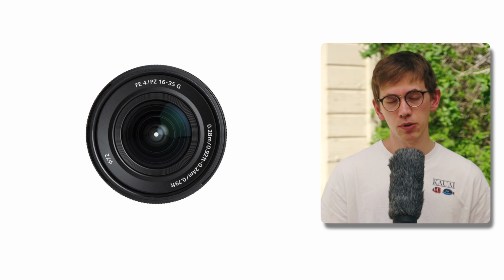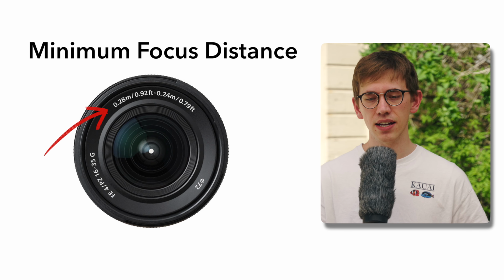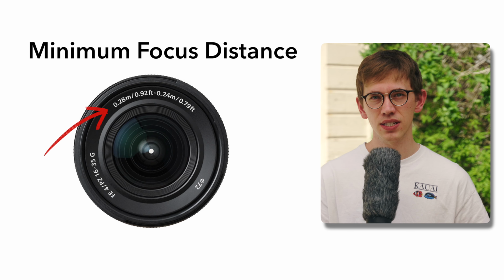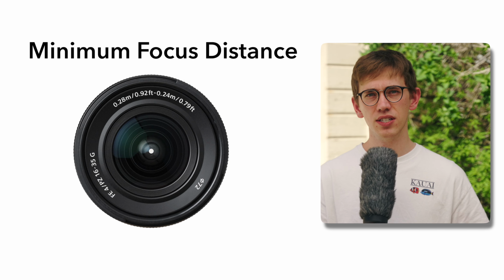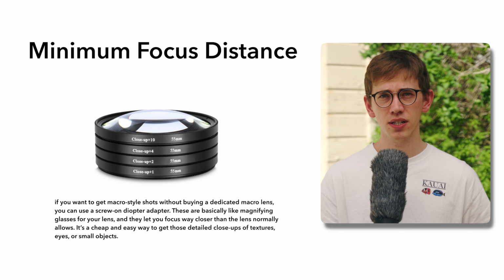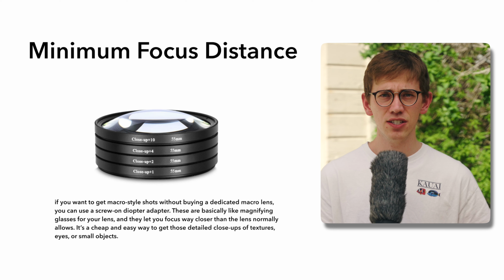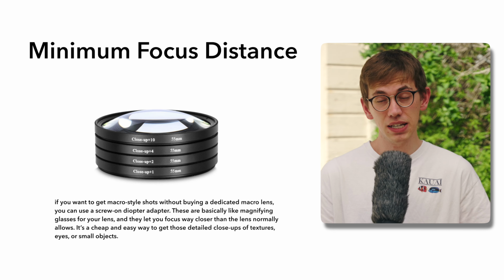Another thing to keep your eye out for is numbers that show you what the minimum focus distance is. That's the closest your lens can get to a subject while still staying sharp. So if you're filming product shots or close-ups and the lens just won't focus, you might be too close.